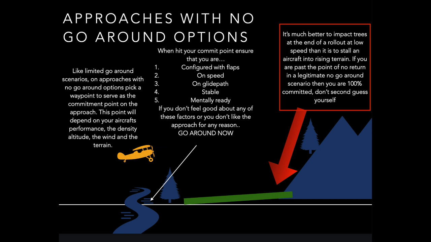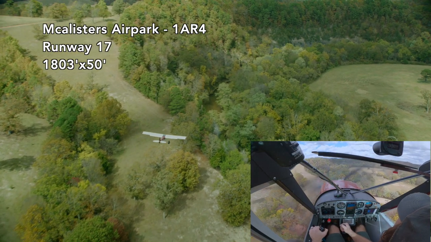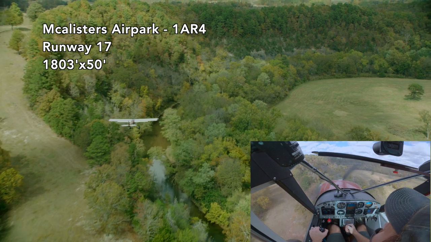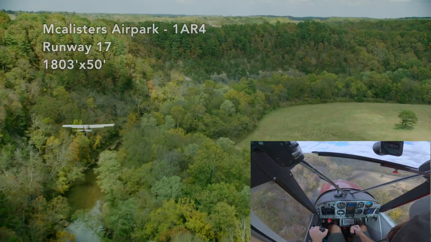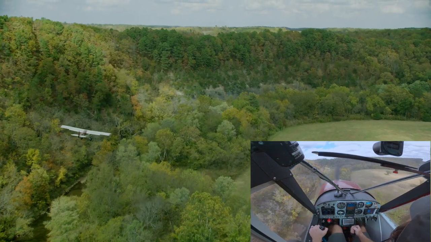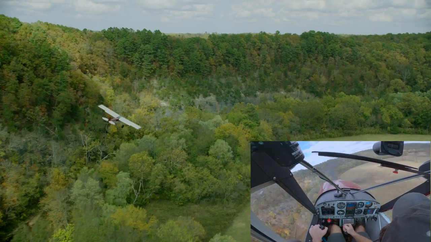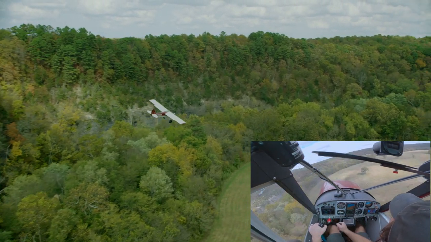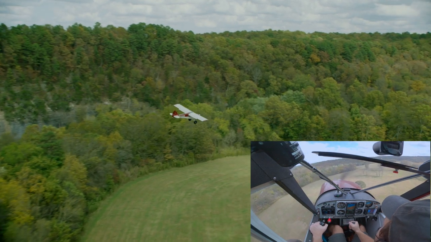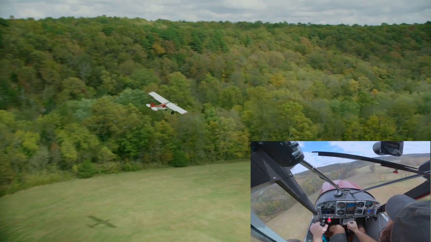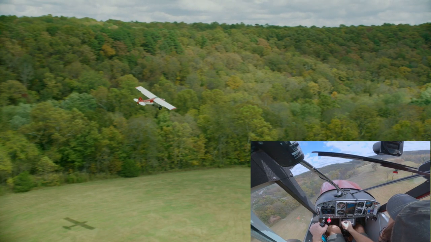But at most strips, a go-around remains an option if you can't get down. Let's head back to McAllister's once more to identify the second problem with my approach. This is one of those basic flying principles that's ingrained into your skull during some of your very first flight lessons, but it's surprisingly easy to screw up when it feels like there isn't much room. Did you catch it? Let's check out the cockpit view and it'll be more clear.